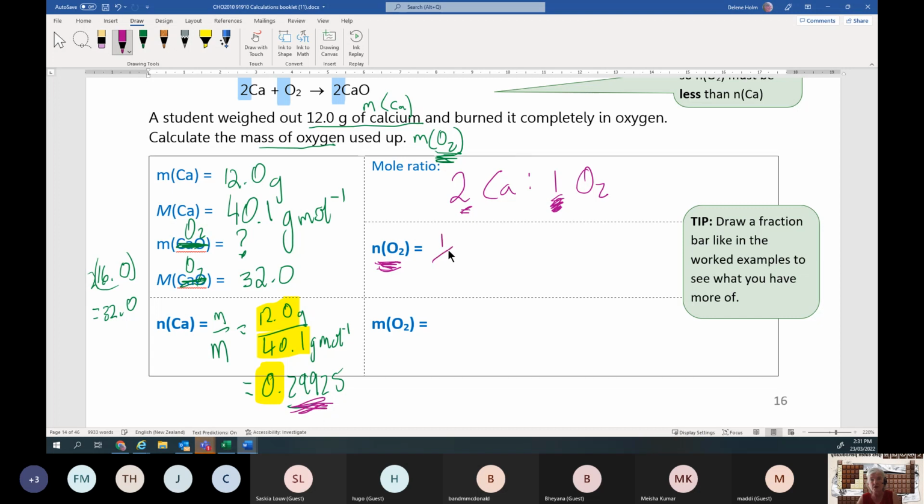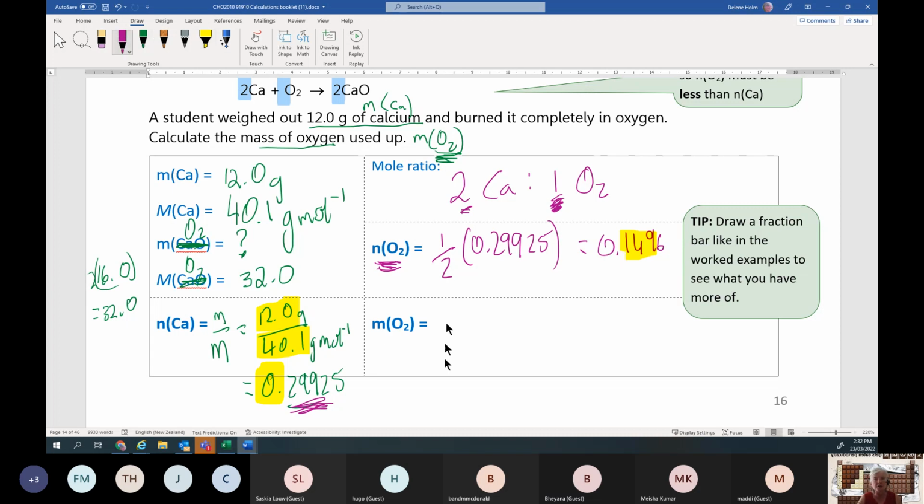It's the other way around. You need twice the amount of calcium for every 1 oxygen. So 1 is less than 2, so you would expect your n for oxygen to be less than this value. So it's a half of 0.29925. Keep all those figures in your calculator. I just divide by 2 and now it's 0.1496. Again, you only have to write the first 3 numbers during a calculation. You don't really have to worry about rounding as long as you keep all the figures in your calculator.